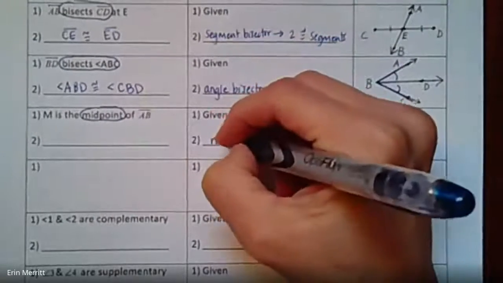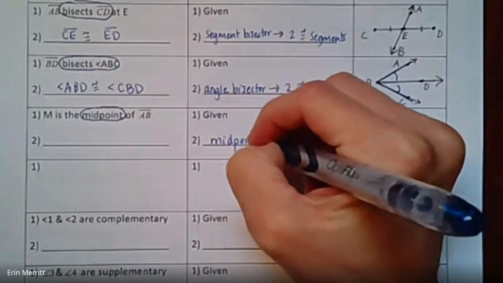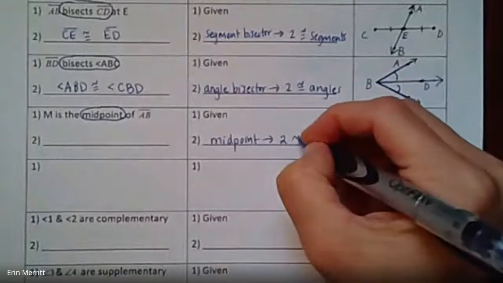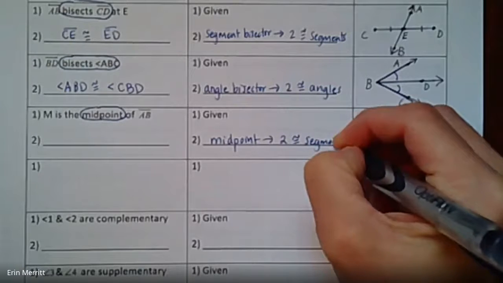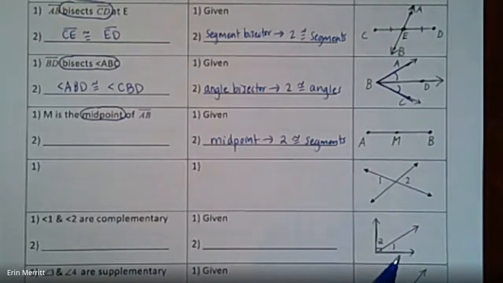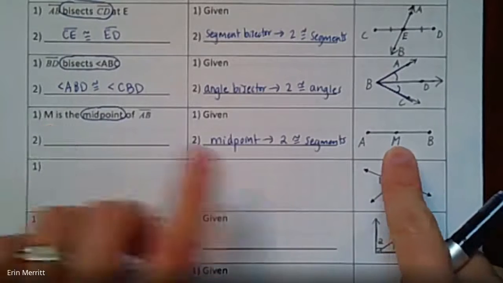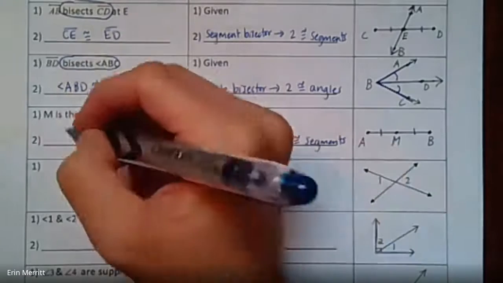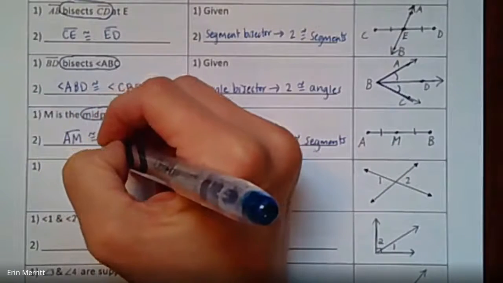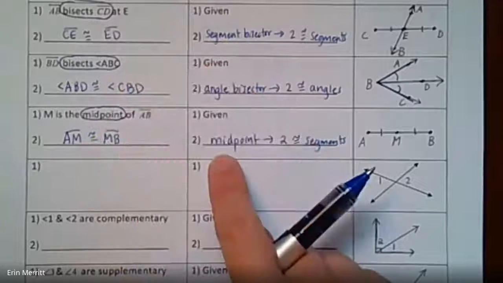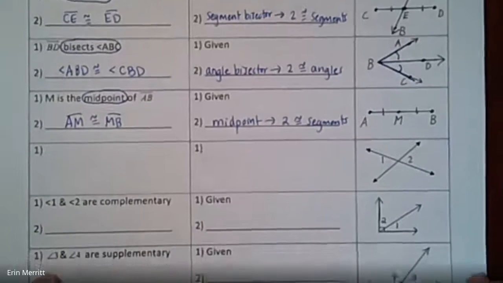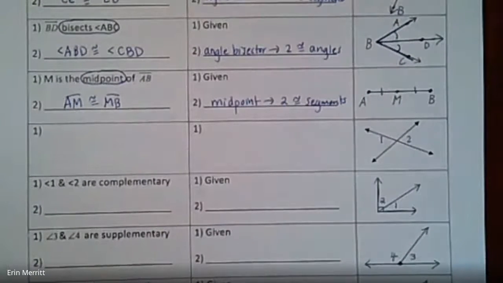So down here, I can say midpoint implies, and then come back to your sheet, two congruent segments. So let's fill that in over here. And now look to your picture. What are the two congruent segments if M is the midpoint? Well, if that's my midpoint, AM is then congruent to MB. So AM is congruent to MB because midpoint implies two congruent segments. Awesome.